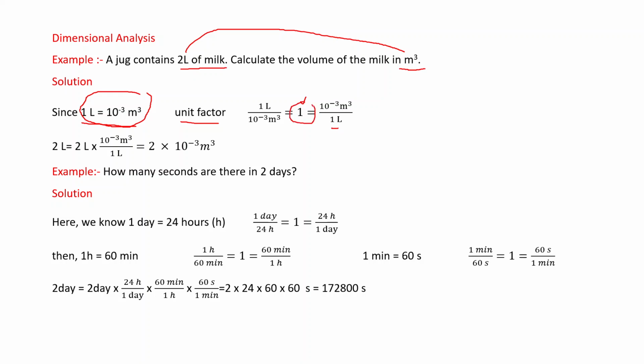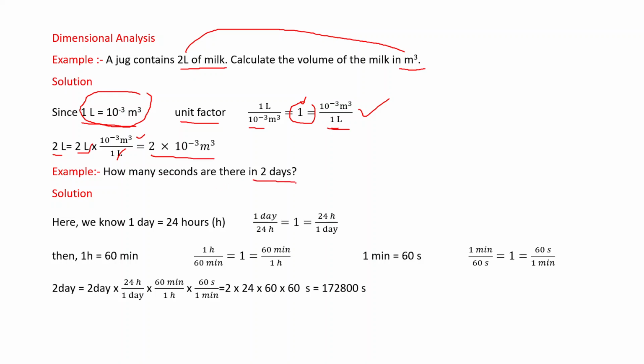Now, 2 liter is equal to, out of these 2 unit factors, which will we use? The one that cancels the liter. That's why we will use this one. So this 2 liter is multiplied by this, and this liter is cancelled by this liter, and we will get this one.